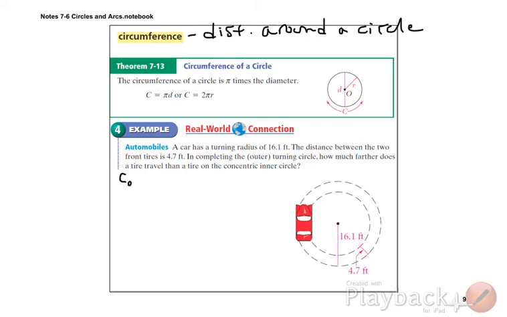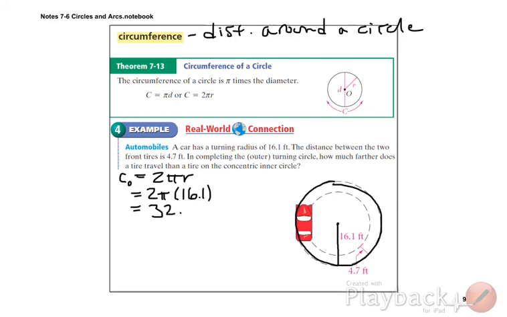So I'll call that circumference with a subscript of O. And again, the easiest way to do this is 2 times pi times the radius. So if I looked at the outside circle, it has a radius of 16.1. So that's going to be 2 times pi times 16.1. So if I calculate this without calculating pi, let's just take 2 times 16.1, and I'm going to leave my answer in terms of pi. So this is 32.2 pi.